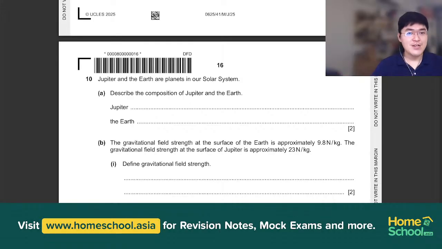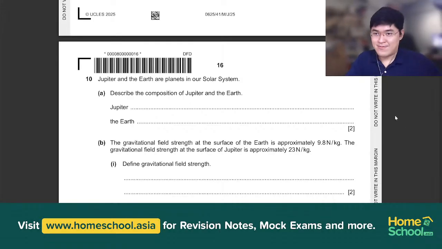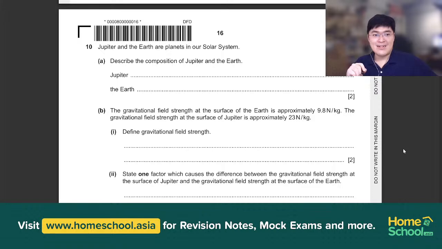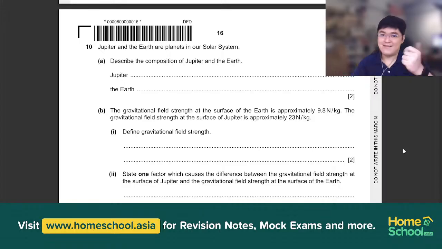Okay, so question 10. Now, my favorite part, astronomy, Jupiter and Earth, right? If you are looking through the sky in the next few nights, Jupiter is low above the western horizon. If you can take a look at it, it's a nice bright star you can see with your naked eye. Jupiter and Earth are planets in our solar system. Well, duh. So describe the composition of Jupiter and the Earth.